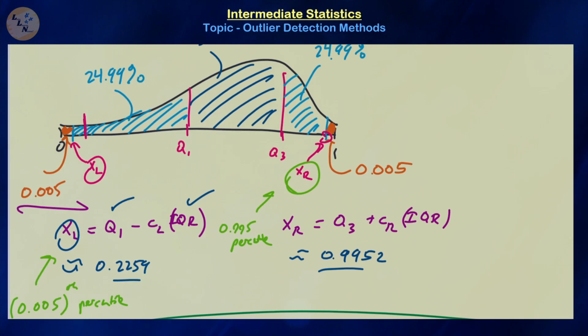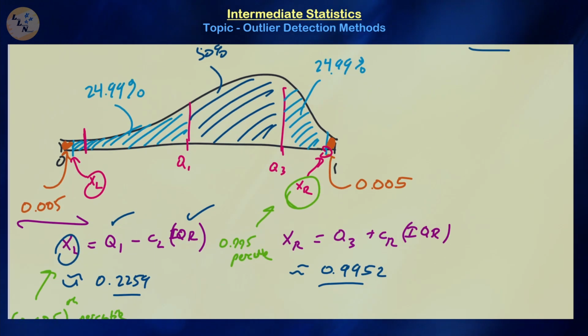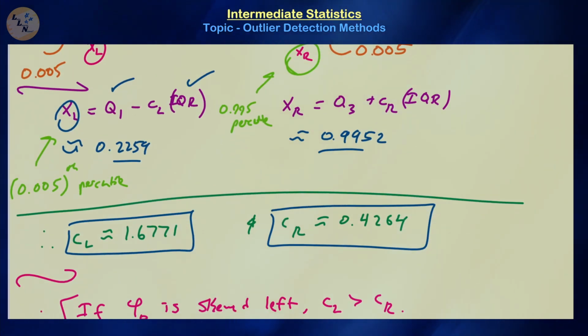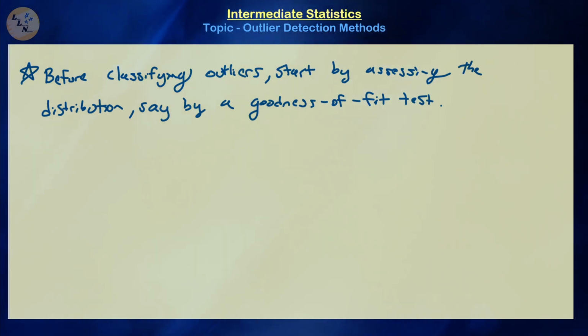Now, are you going to be sampling from a beta distribution? Probably not, but once you do have a proposed distribution in front of you, you can follow these same exact steps in order to construct what your CL and your CR should be equal to. So before we start classifying outliers, having a good grasp of the distribution that we're sampling from definitely is a must.